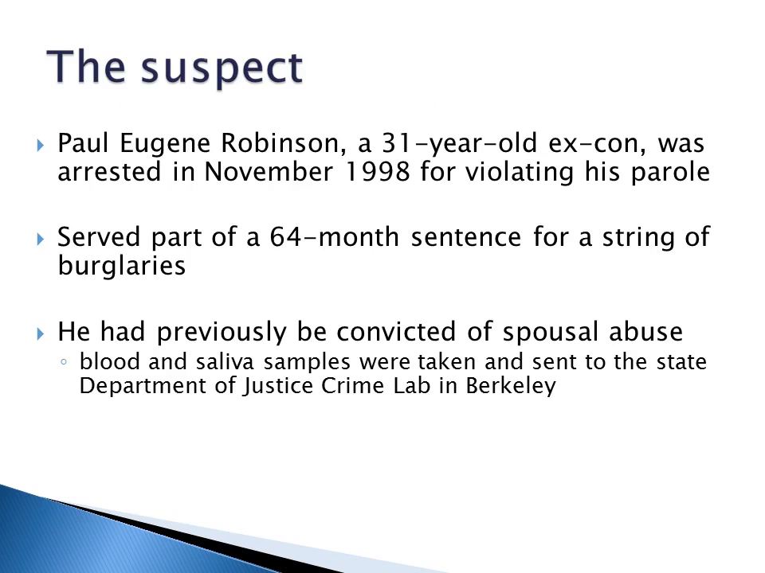So the suspect, Paul Eugene Robinson, was a 31-year-old ex-con who was arrested in November 1998 for violating his parole. His court records show that he was free after serving part of a 64-month sentence for a string of burglaries. He was caught prowling and loitering around private property. He had previously been convicted of spousal abuse, so blood and saliva samples were taken and sent to the State Department of Justice Crime Lab in Berkeley.